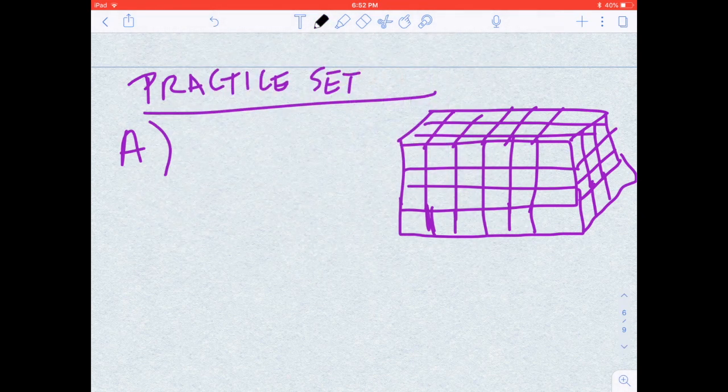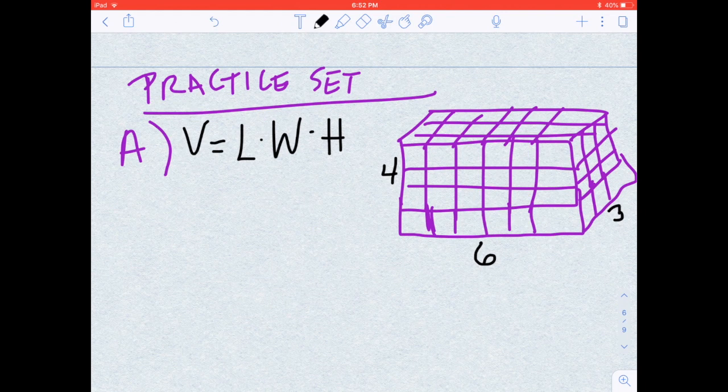Okay, so remember, when I'm finding volume, the easiest way to think about it is the length times the width, which is essentially the base, times the height. Okay, make sure that you are counting the right number of rows, because I miscounted, and that's why my box looks really wonky. So the length of this is 6, and then I have 3 rows over here, cubes, and I have 4 rows upwards. So my base is 6 times 3. Okay, that's this part right here.